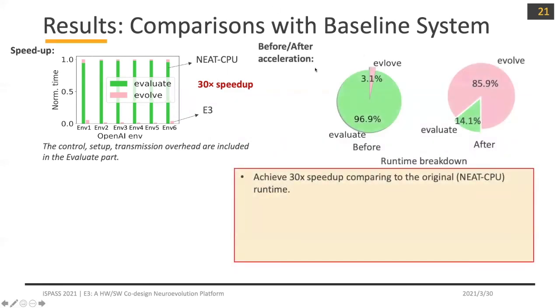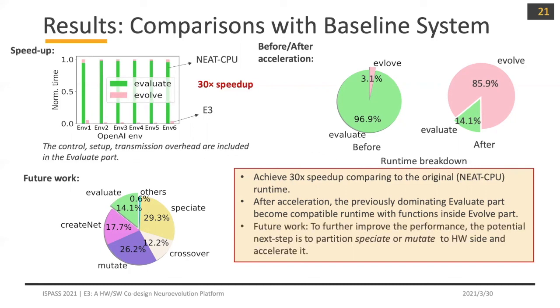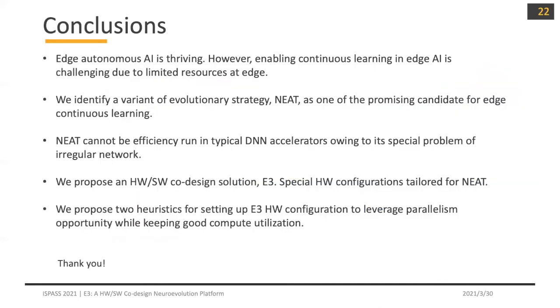Next, we look at before and after acceleration. This graph we have already seen before, and after acceleration, the evaluate part only takes 14% of the runtime. After acceleration, the evaluate part has comparable runtime with other functions inside eval. So our future work will be to take the next bottleneck part and accelerate it in the hardware. The candidates could be mutate and speciate.